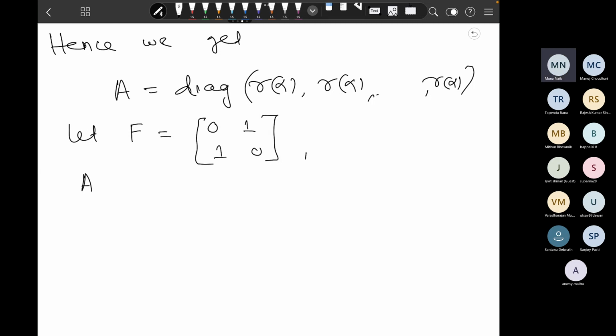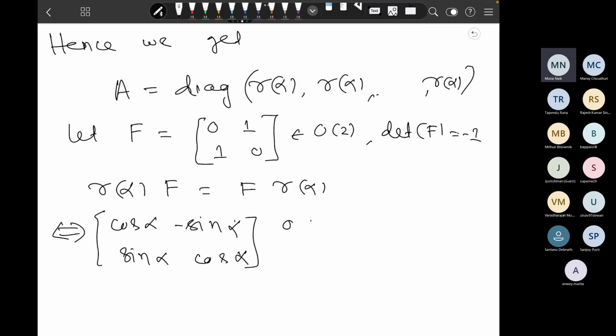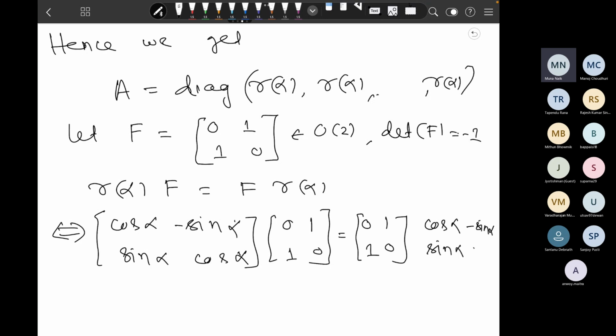So determinant, this A belongs to SO2m, and F belongs to O2, and determinant of F is really minus 1. Now R alpha F is equal to F R alpha. This is if and only if cos alpha, sin alpha, cos alpha, times 0 1 1 0, is equal to 0 1 1 0 times cos alpha, minus sin alpha, sin alpha, cos alpha.